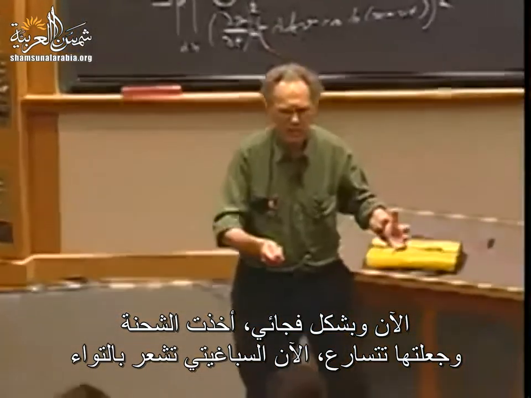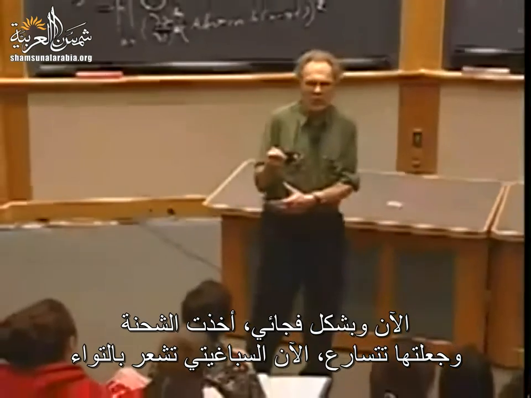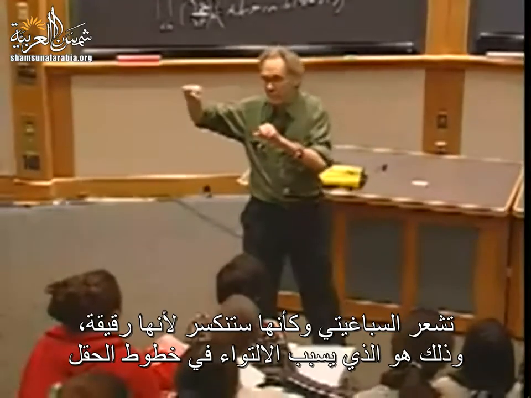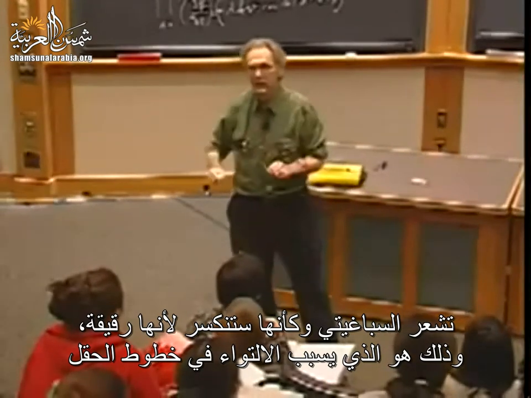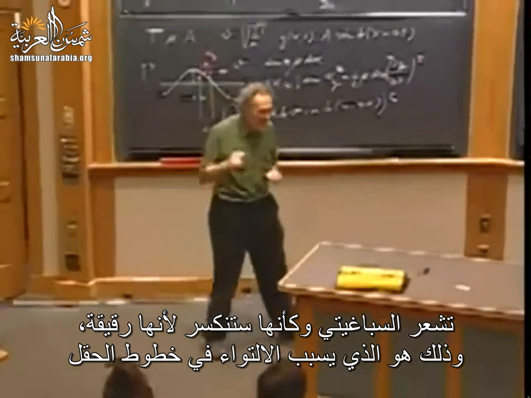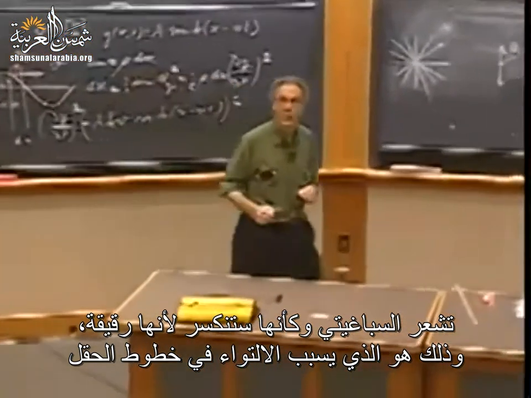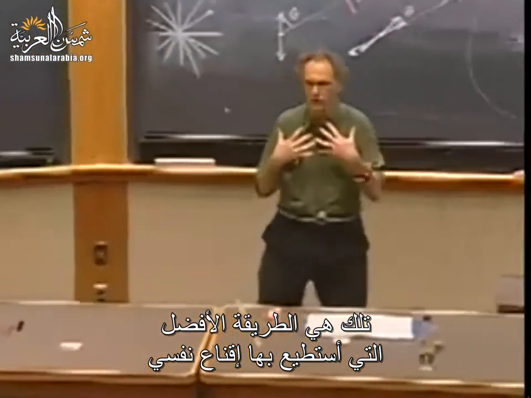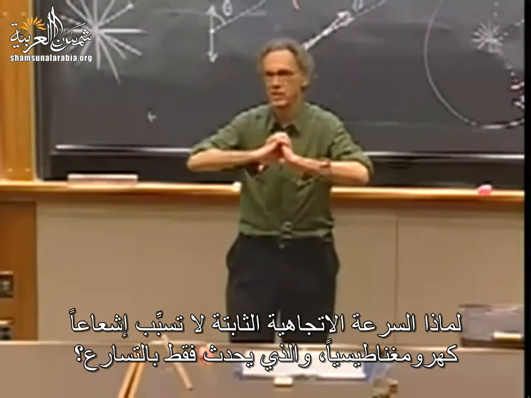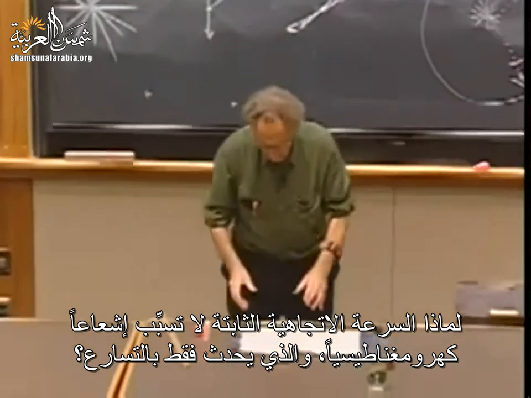Now all of a sudden, I take the charge and I accelerate it. Now the spaghetti feels the kink. The spaghetti feels all of a sudden it wants to break, because the spaghetti is very fragile. And that break caused the kink in the field line. So that's the best way that I can convince myself why a constant velocity does not cause electromagnetic radiation, but it's really the acceleration.